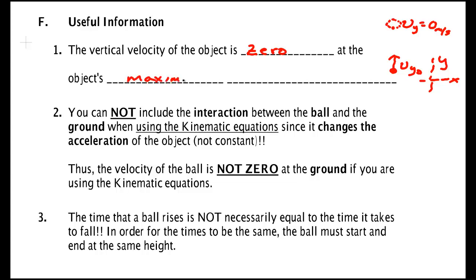If they tell you something goes to its maximum, they do not necessarily have to say, by the way, know that the velocity is 0. You're supposed to know that.